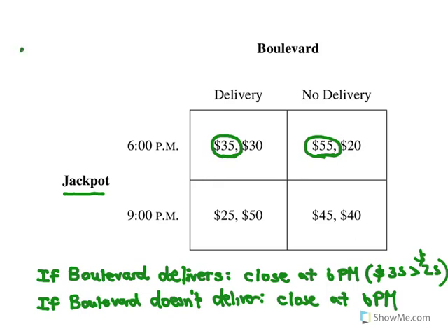So in that box, does Jackpot have a dominant strategy? I would put yes, and I'm going to put close at 6 p.m. just so I state what strategy that is. So that would be the case for Jackpot. So now what we're going to do is we're going to look at Boulevard.